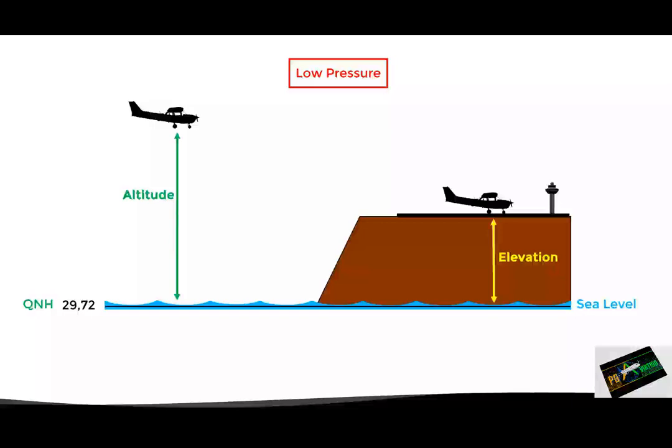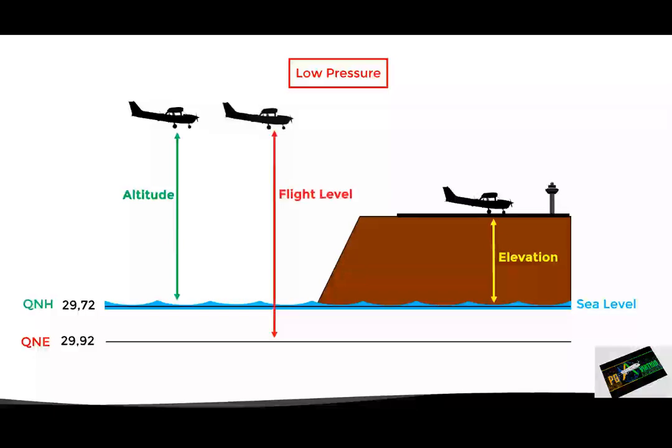In this situation, the QNE, or standard pressure level, will be below mean sea level. If we adjust it as barometric reference, the altimeter will indicate the flight level, which as we can see, is higher than the altitude. Finally, let's suppose that the QFE at this airport is 27.62 inches of mercury. If it is set as barometric reference, the altimeter will indicate the height above that airport.